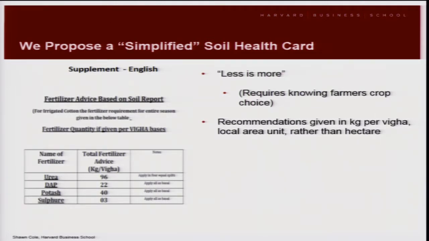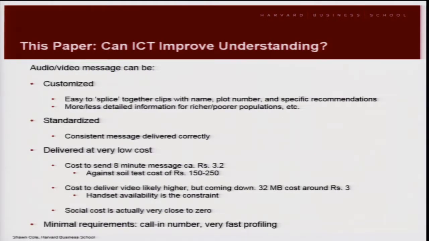And let's make it accessible to them in terms of per biga rather than per hectare. So there's a simplified soil health card, which just gives the number of kilograms per biga that you would need for these four different inputs. In addition to a simplified health card, we said, well, ICT is getting so cheap now in India. Mobile penetration is so high. Let's see if we can complement this with audio or video messages, which could be delivered at scale at very low cost. And the advantage of this is that these messages can now be very easily customized.